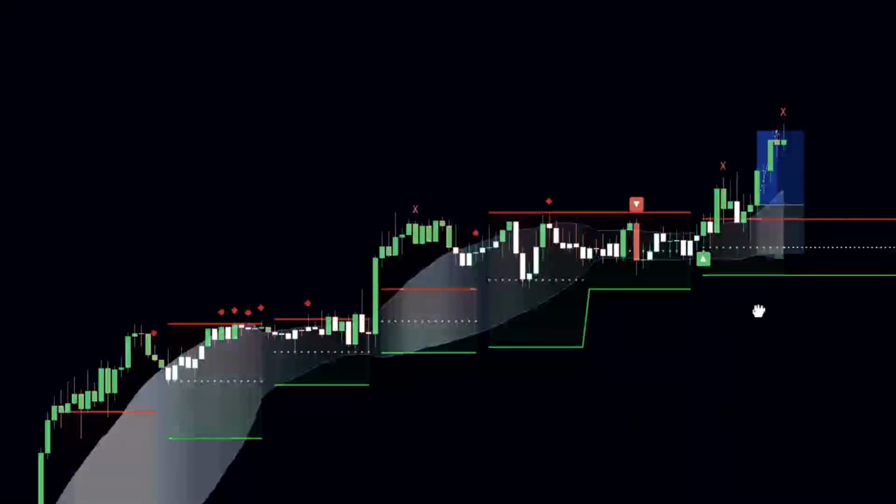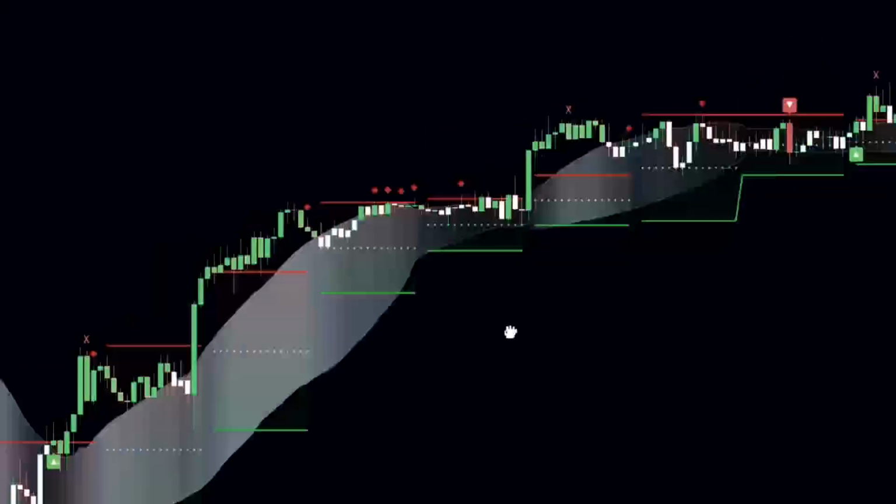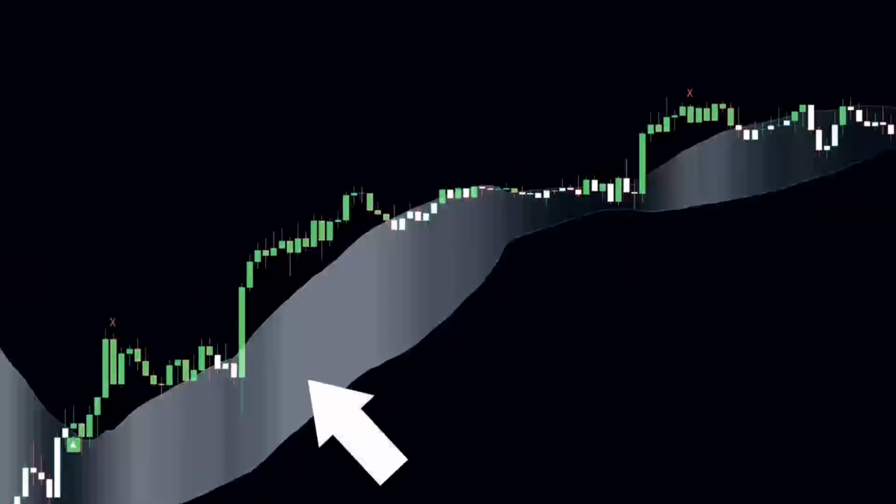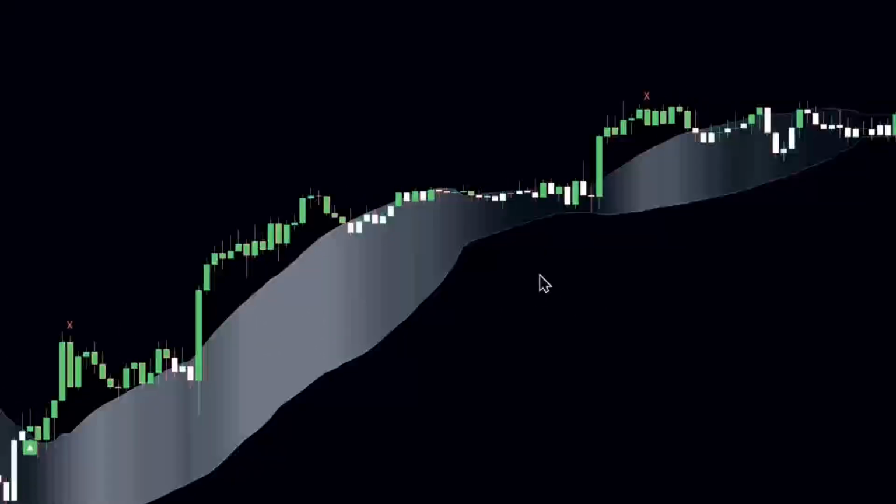This trend indicator is unique. It identifies trends using a gray trend cloud. The cloud shifts between darker and lighter shades of gray. The lighter the shade, the stronger the trend. For example, this area here is almost white, meaning the trend is super strong.